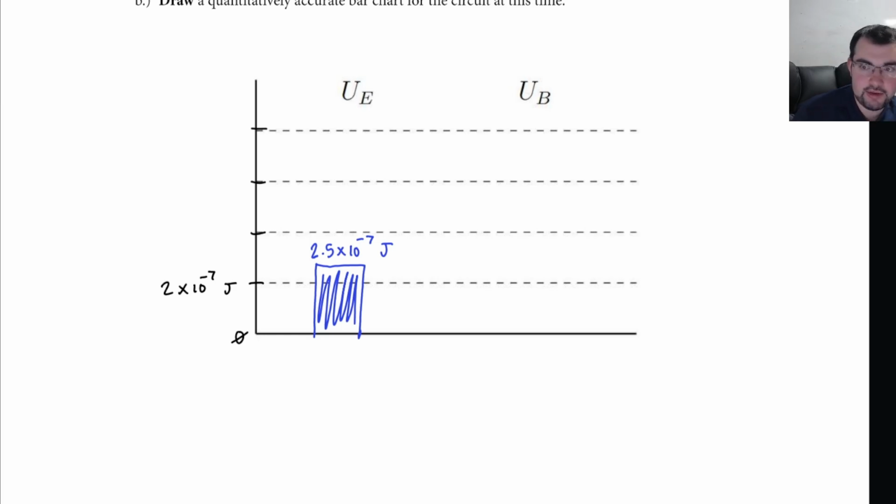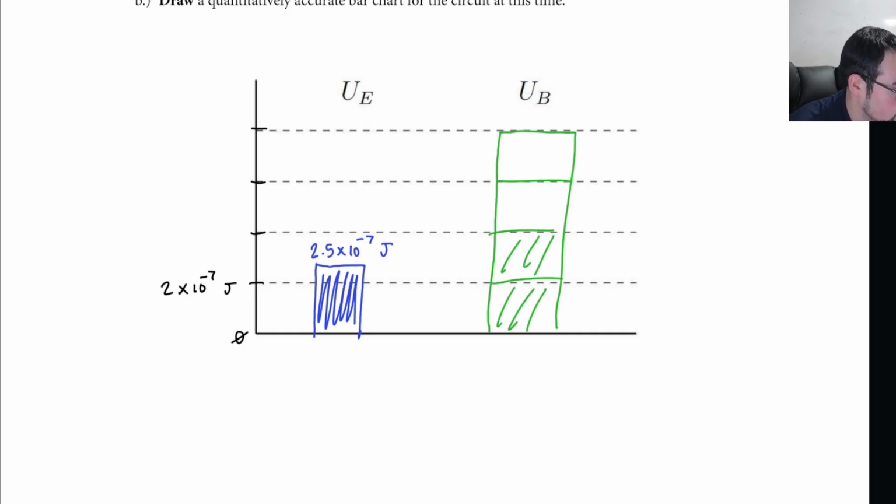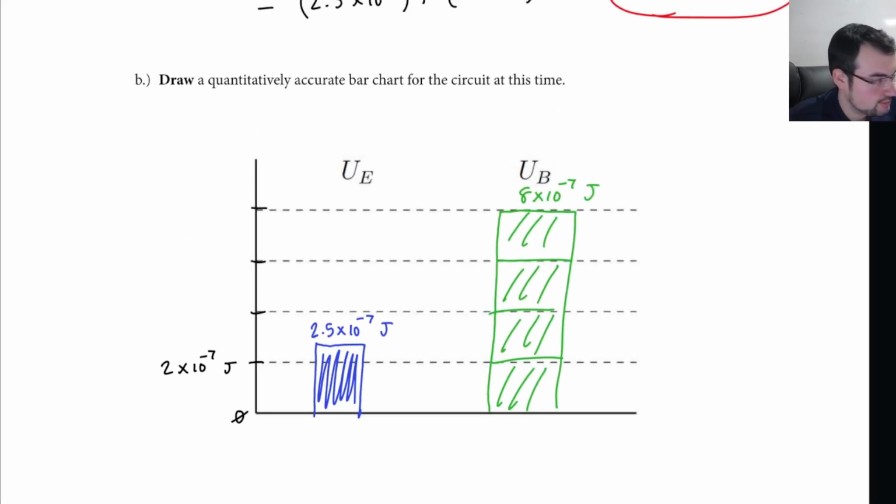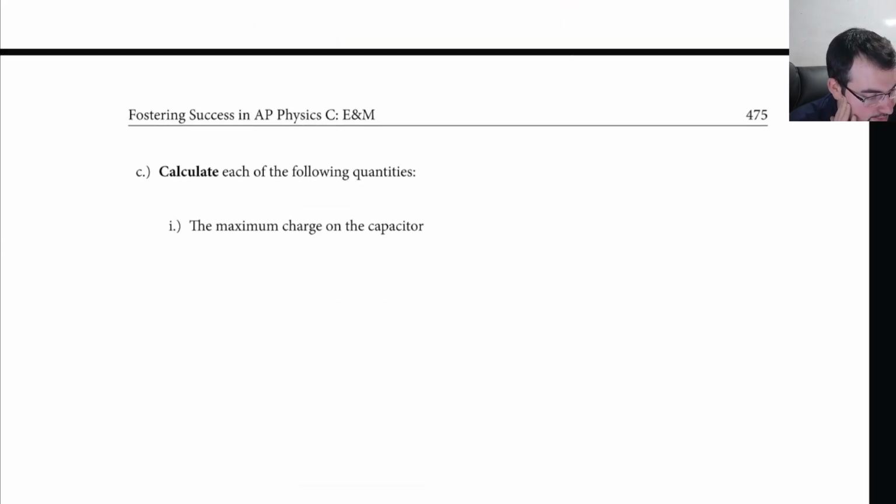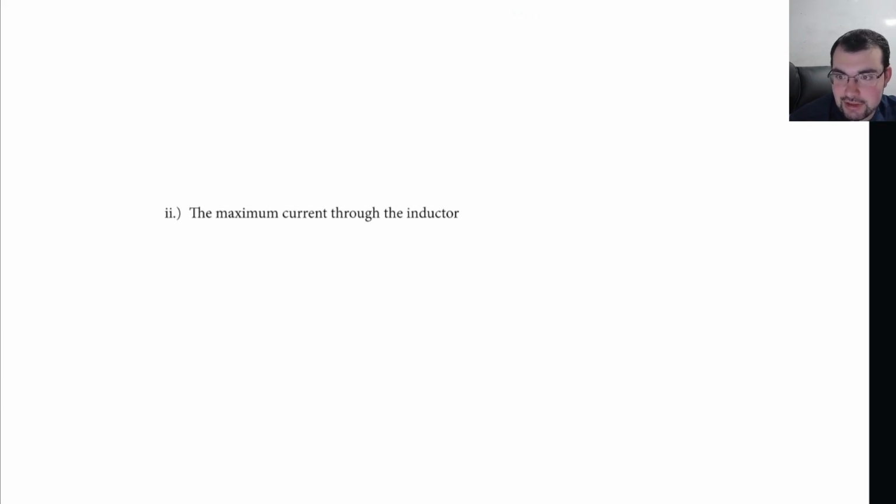All right. Then for the energy stored in the magnetic field, that was exactly 8. So that is 4 squares, which makes it 8 times 10 to the minus 7th joules. And we see the total. The total would be somewhere up here. And that's a constant.